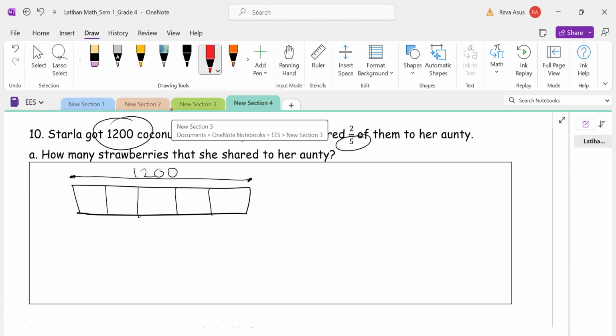It's supposed to be divided equally. We can find it by dividing the whole, which is 1,200, by how many boxes? 5 boxes, 5 mini boxes, which are the 5 parts. So 1,200 divided by 5 is 240. So each box contains 240 coconuts.